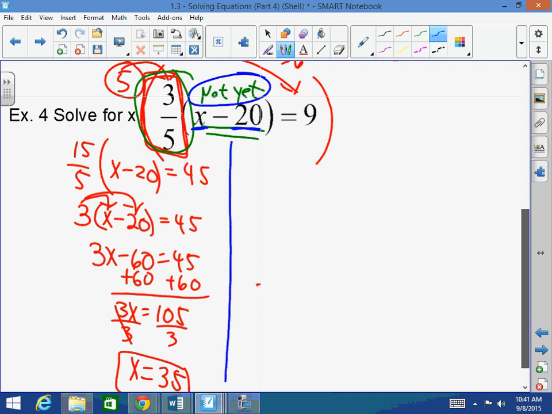Another way to do it, gentlemen, is to first follow the multi-step procedures and go ahead and multiply that 3/5. So I've got 3/5 x minus 60/5 equals 27/5. That works as well. Now, what do you think I would do to get rid of those denominators of 5?